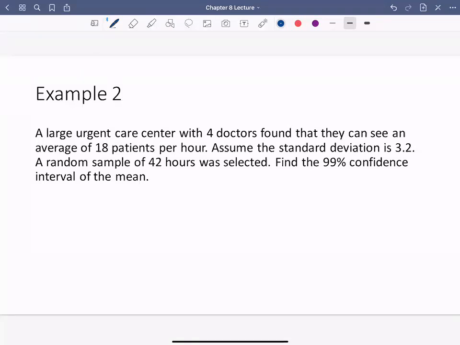So 4 doctors doesn't really help us with anything, but the average they see per hour is 18. So this is our X bar. Our standard deviation, it gives it to us, is 3.2. Our sample is n, which is 42 hours. And then our confidence interval, which is 99%, gives us 2.58. And from that, we just go right back to our formula, and we just start substituting these values in.